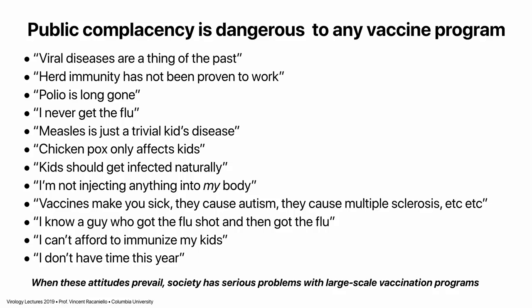You do not have the right to infect other people. And herd immunity works, so you have to be part of that. Unfortunately, there are lots of people who don't want to do it, and as a consequence we have outbreaks. And all of these are excuses. Kids shouldn't get infected naturally. We made vaccines so they wouldn't get infected naturally and die as a consequence. I don't understand why people don't get this. Anyway, I can counter each and every one of these for you, but I don't have time to do that now. They're all wrong.